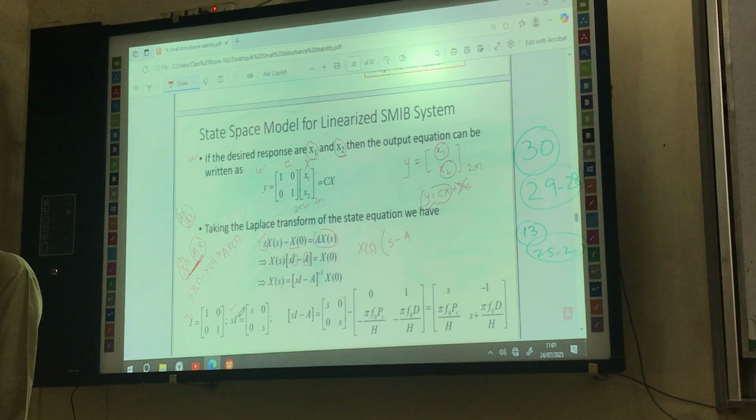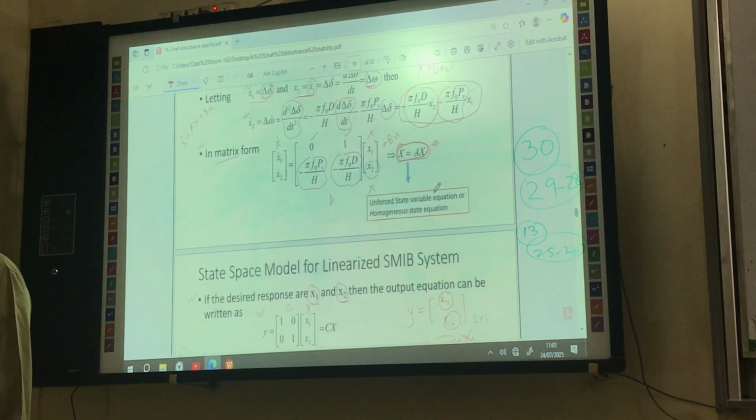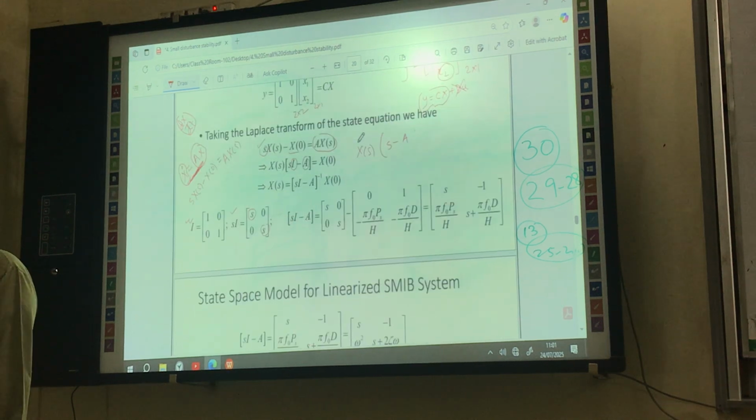So what will the sI be like? This will be simply s multiplied by 1. So there will be s and there will be s, right? And what will be sI minus A? We know the A matrix, right? What is the A matrix? This one is the A matrix, right? 0, 1, minus pi f naught Ts over H, minus pi f naught T over X. Okay. So look, this is our A.